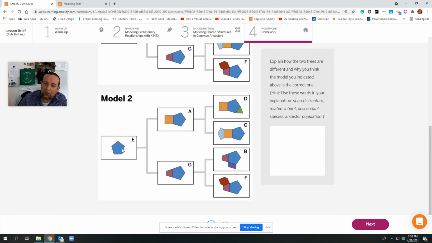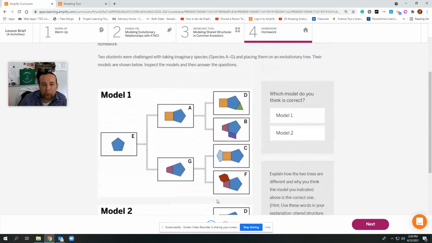So what you need to do is look at these shared structures. So we've got a pentagon, pentagon, pentagon, square, square, square, with some different appendages here. Here we've got a pentagon and a trapezoid, and we've got a trapezoid here and a trapezoid here with different shapes or appendages there for model 2. For model 1, pentagon, pentagon, pentagon, that all checks out. But notice how the square kind of drops off.